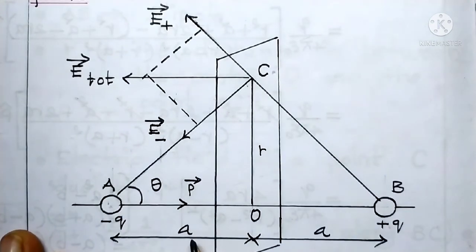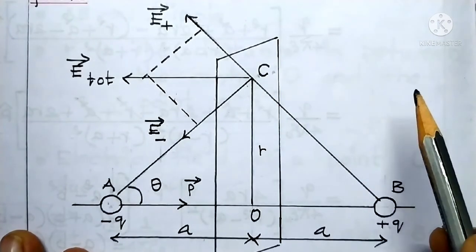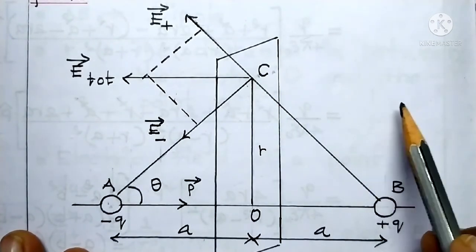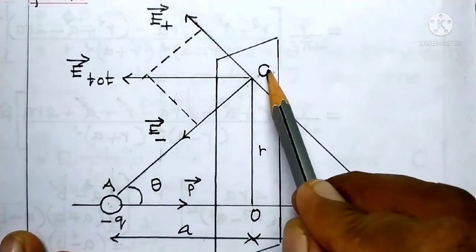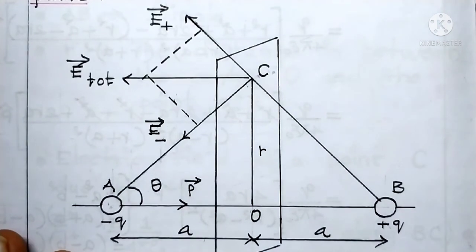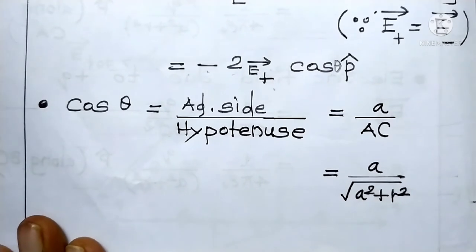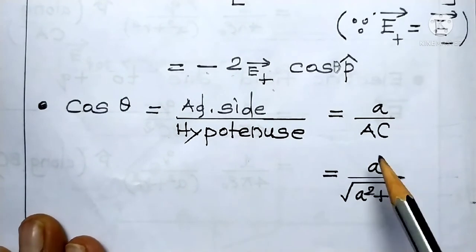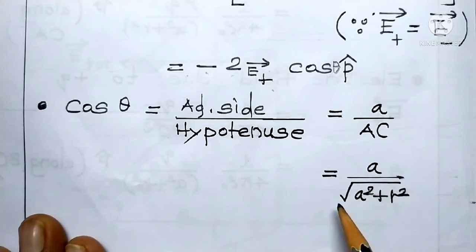This AO is nothing but small a, and AC, we have already found the value of AC squared, which is equal to A squared plus R squared. So if we calculate AC, then it will become square root of A squared plus R squared. That's what is written over here. So adjacent side is small a, by hypotenuse is AC, so A by AC is A by square root of A squared plus R squared.